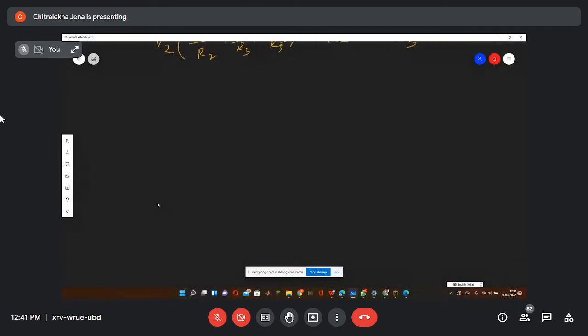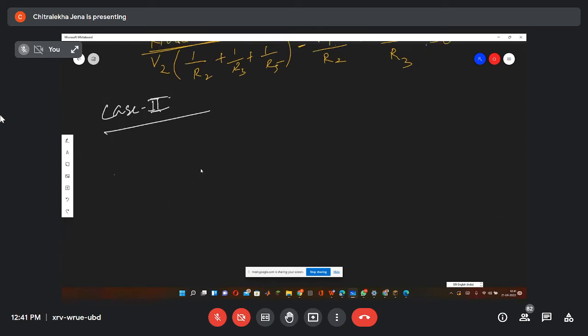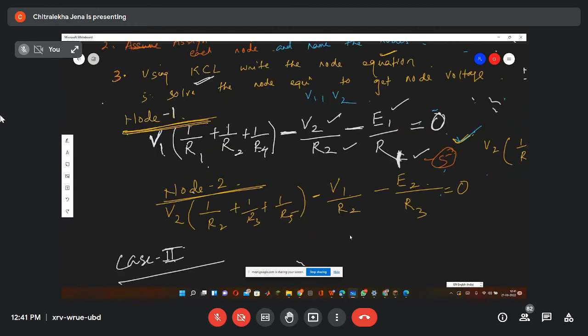Ma'am, don't we need to care about the sign convention while writing this equation? No need to care about the sign convention. The battery or the cell connected to the node: here you see, I have taken E1, E2. Suppose here this is, where is my circuit?